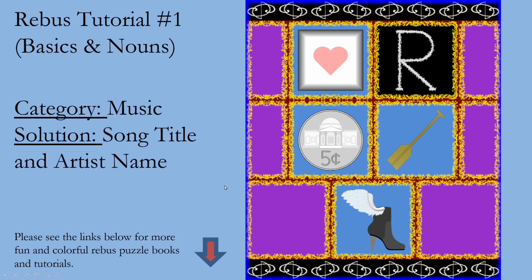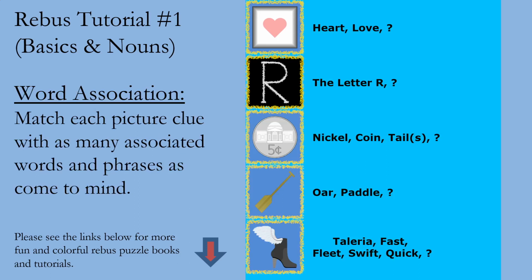Alright, let's go here, and we're going to start the puzzle by looking at the category, which is music, and the solution is a song title and the artist's name. So we're going to look at all the picture clues now. We have a heart, an R, a coin, an oar, and whatever this is. And we're going to go ahead and go to the next slide, and we're going to make the associations.